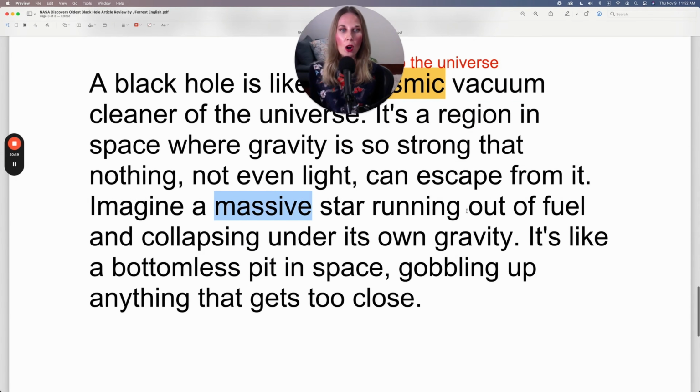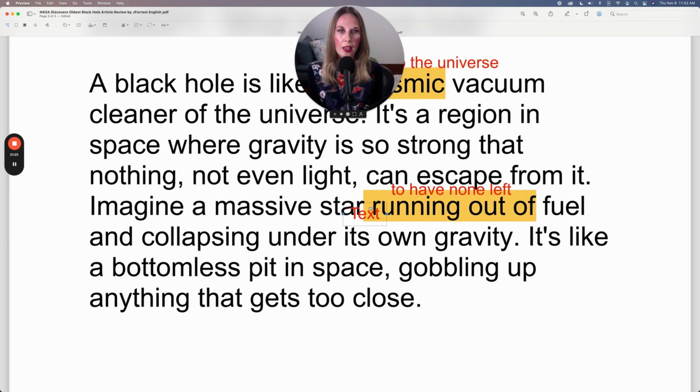A massive star running out of fuel. When you run out of something, it means you have none left. So this means that the star has zero fuel left. But if it's running out of, it means it's still in progress. So it's in the progress of running out of fuel. So it might have some fuel left now. So to have none left, that's when you use it as a completed action.